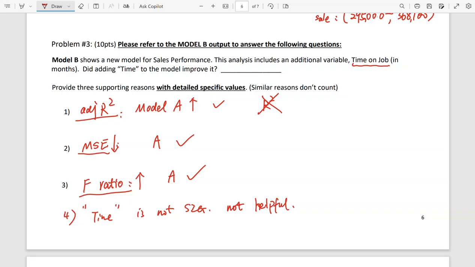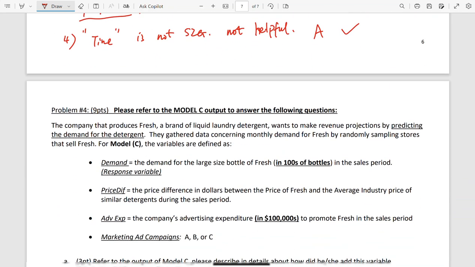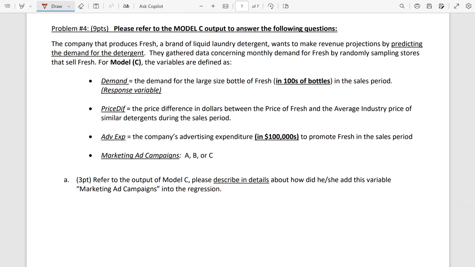Right, so now in this case, of course, again, A is better. Then let's come back to answer this question. Did adding time to the model improve it? Of course, no. Model A is still better. All right, so then the last problem. Refer to the Model C output to answer the following questions.